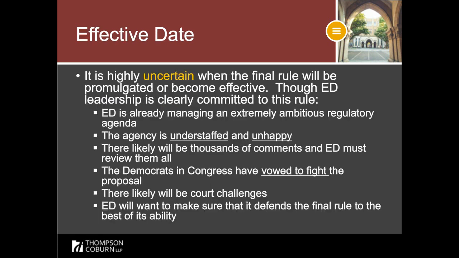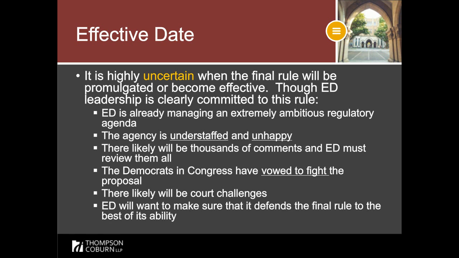So what does that mean? I mean, what's the effective date of these rules? When are we going to see final rules? One of the things I really want to emphasize, particularly to the folks who may know a lot about managing sex discrimination on campus but may not know a lot about the federal regulatory process, right now it is extremely uncertain when a final rule, so remember, these are proposed rules, it's extremely uncertain when a final rule would be promulgated by the department or become effective.